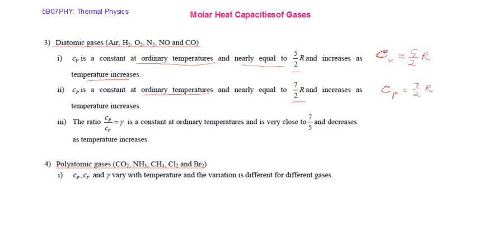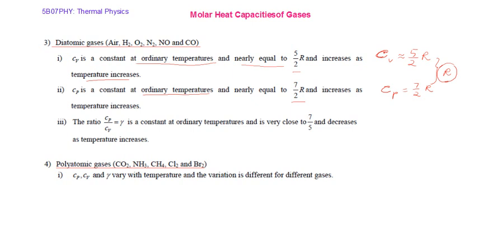Because once again, considering ideal gas behavior for such gases, they are bound to obey Mayer's relationship, which says that the difference between this Cp and Cv should always be equal to capital R. So once you remember one of them, you can easily predict the other value. That's the advantage of remembering Mayer's relationship.